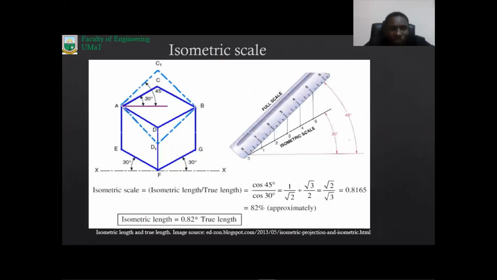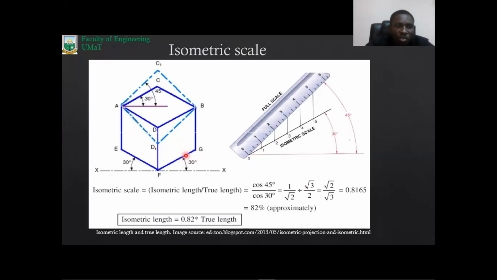Now we have to talk about the concept of an isometric scale. In other words, when you make an isometric drawing of something, you miss out on the true length of the part. What we have here is a cube, but when you look closely, you see that from this corner of the top of the cube to this other corner, CD, is not the same as from point A to point B.